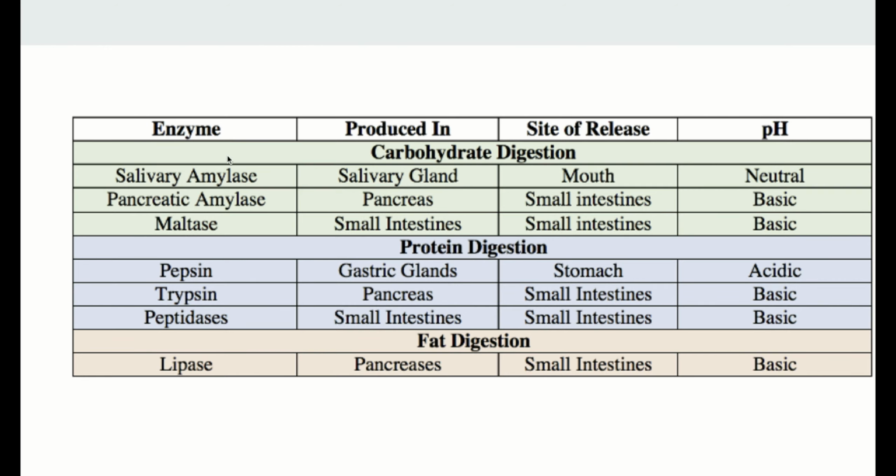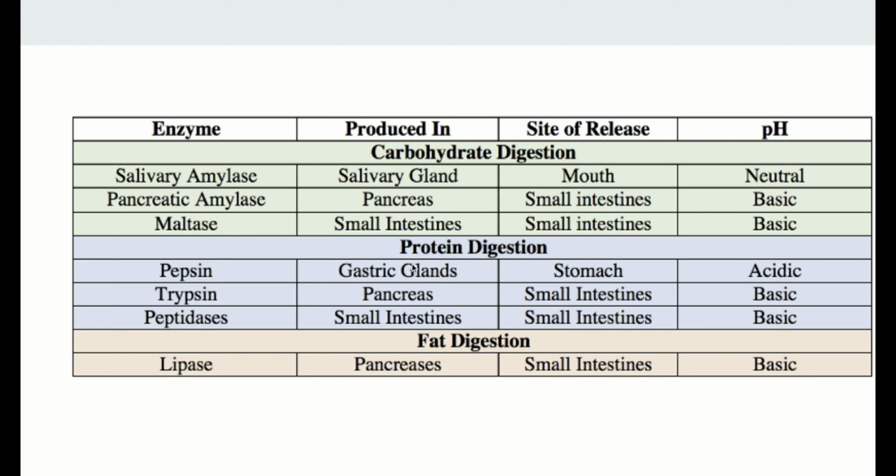These are some examples of enzymes that are secreted and what they digest. So carbohydrate digestion starts with the salivary glands releasing amylase. Pancreatic enzyme amylase also breaks down carbohydrates in the small intestine. Maltase is another enzyme secreted in the small intestine. It breaks down carbohydrates.